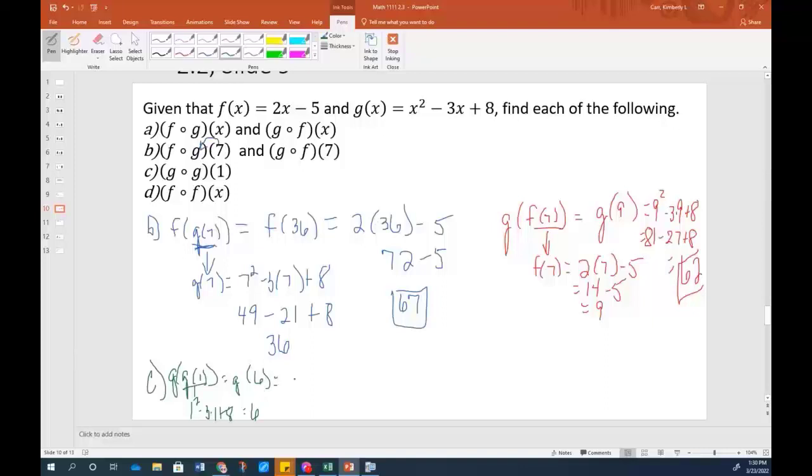So now I need to take my 6 squared minus 3 times 6 plus 8. All right, that's 36 minus 18 plus 8. 36 minus 18 is 18, and 18 plus 8 is 26.